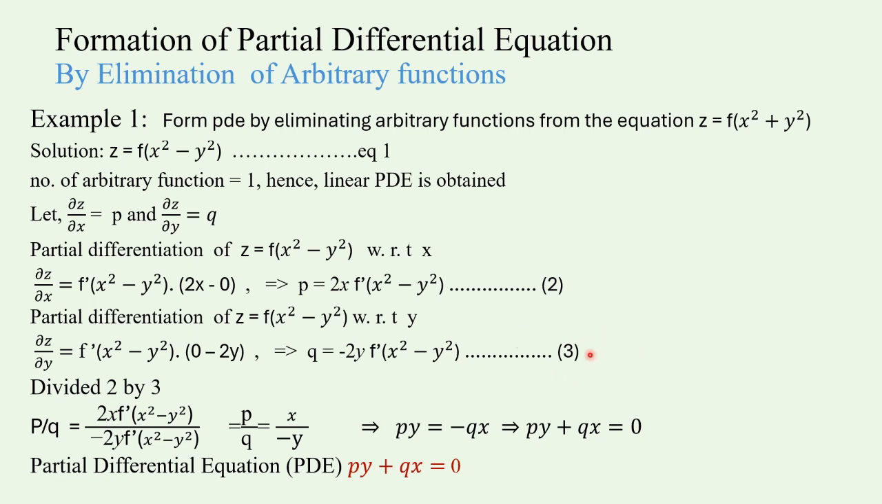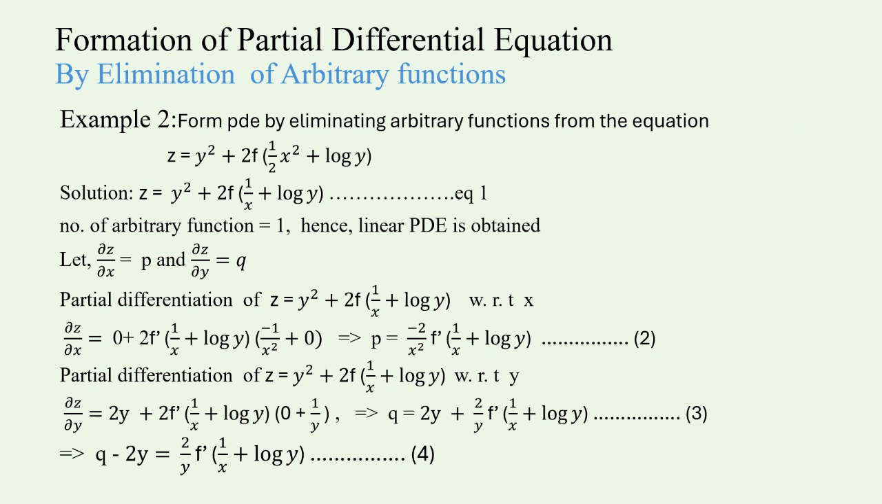Divide 2 by 3. This 2 and this 2 will get cancelled. This function and this function will get cancelled. So we get p by q is equal to x minus y. Cross multiply it. We get this. Bring this term to this side. So the required partial differential equation is py plus qx is equal to 0. This is the required partial differential equation.